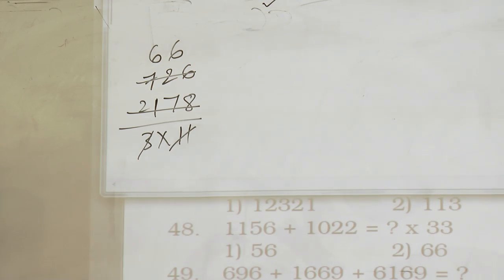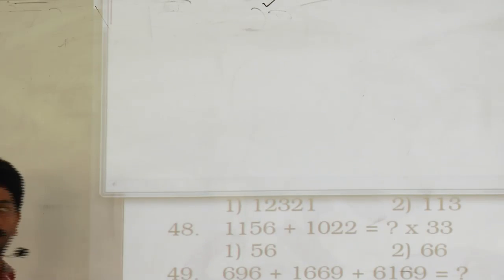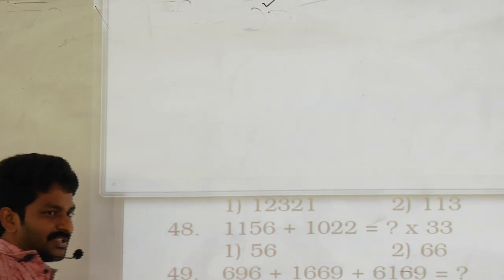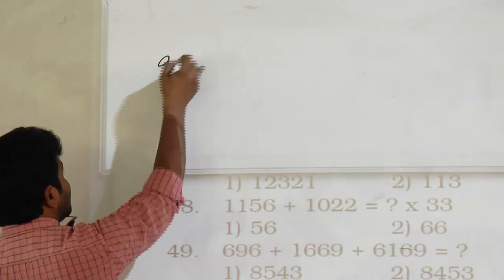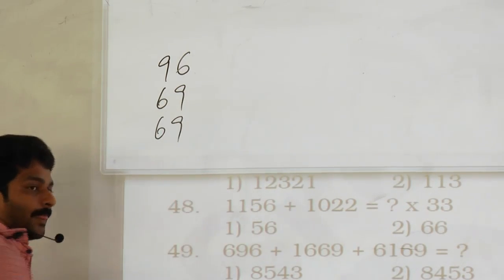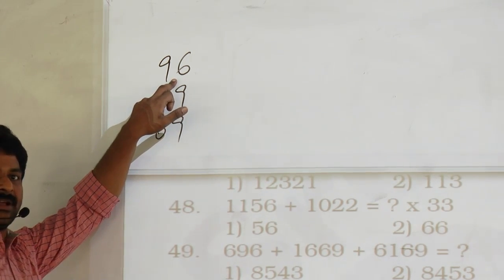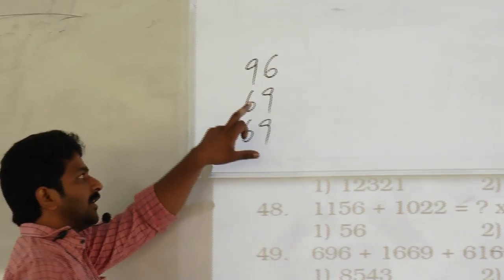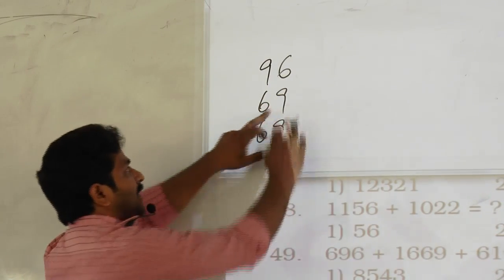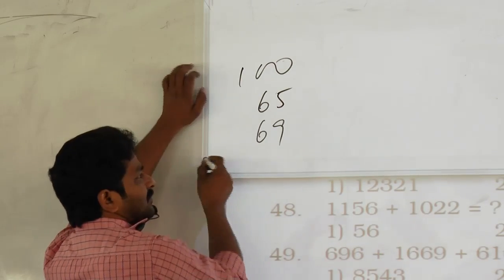Let's go for last two digits verification. This is 96, 69, and then this is 69. If you can add 4 to this number, this becomes a round figure. Yes? Take 4 from here. It will be 65, and this number becomes 100.